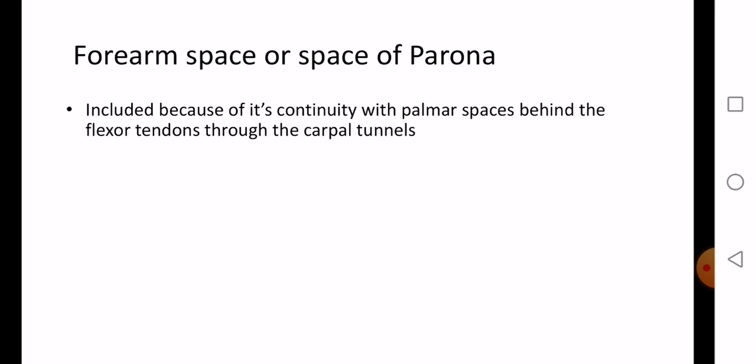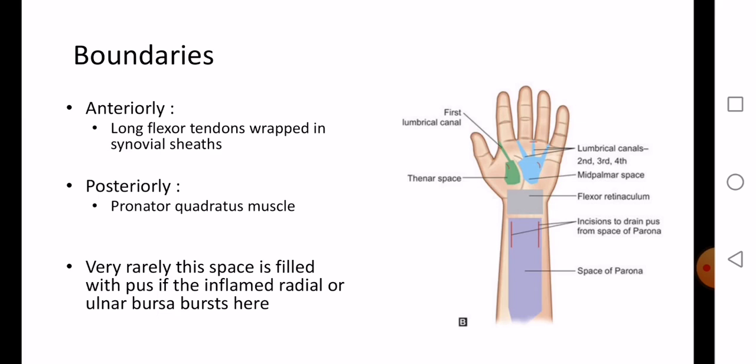The last one is the forearm space, or the space of Parona. Even though it is a forearm space, it is included here because of its continuity with the palmar spaces behind the flexor tendons through the carpal tunnel. Boundaries: anteriorly, long flexor tendons wrapped in synovial sheath; posteriorly, the pronator quadratus muscle. Very rarely, this space is filled with pus if the inflamed radial or ulnar bursa bursts here.